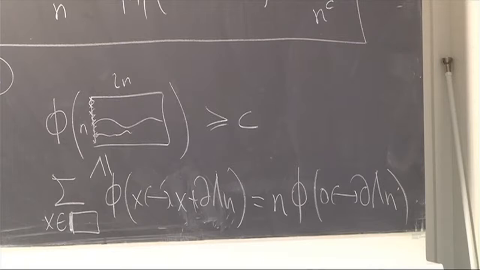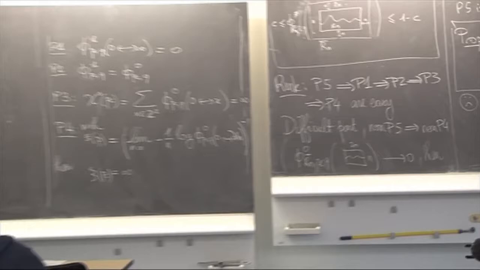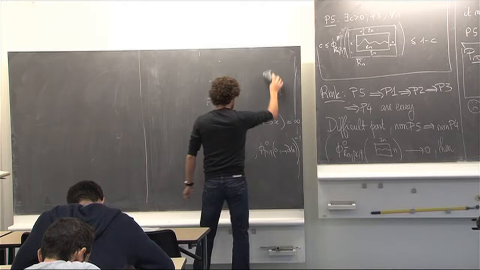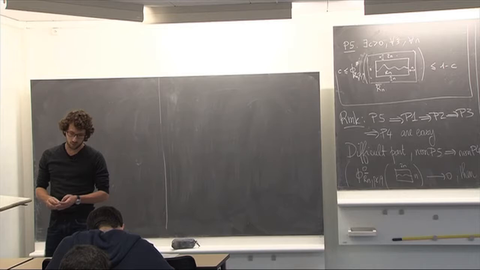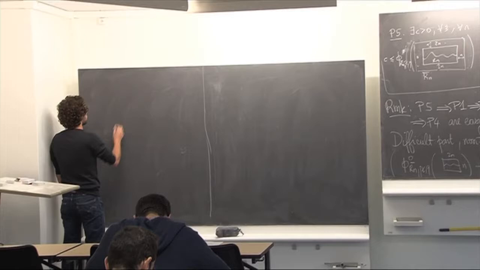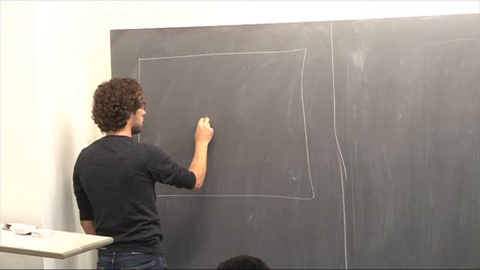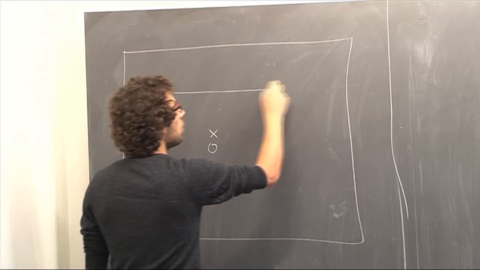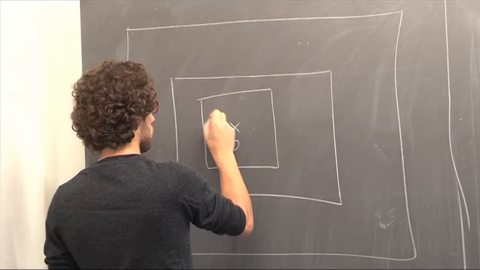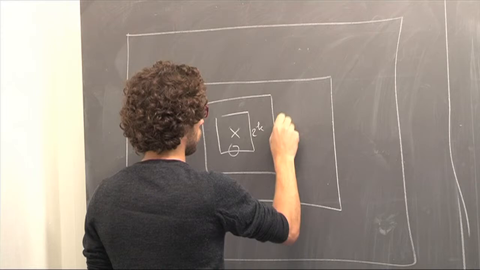For the other inequality, you want to mimic what you did for the Russo-Seymour-Welsh, so for percolation. For percolation, what you did is you took a big box and you wanted to say that zero is not connected to the boundary with too good probability. So what were you doing? You were drawing annuli of size 2 to the k, 2 to the k plus 1, 2 to the k plus 2, etc.